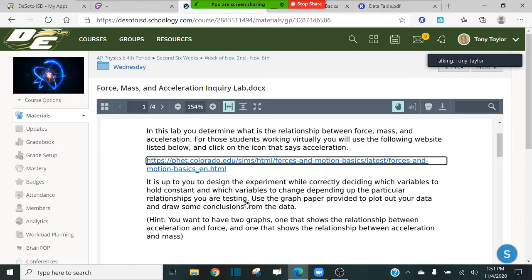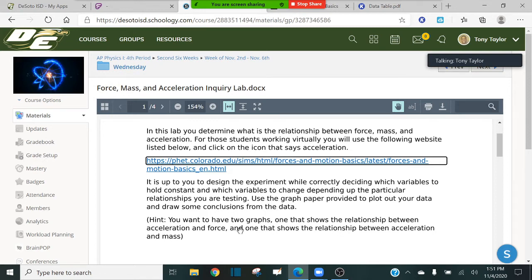Okay, so it says it is up to you to design the experiment while correctly deciding which variables to hold constant and which variables to change, depending on the particular relationship you are testing. Use the graph paper provided to plot out your data and draw some conclusions from the data.